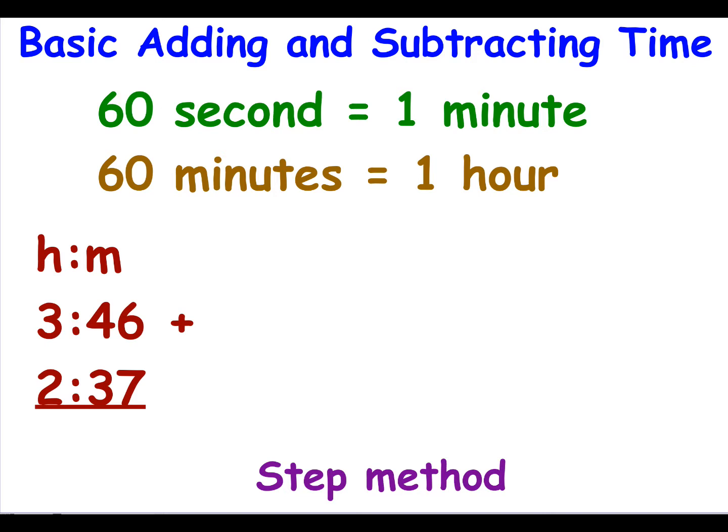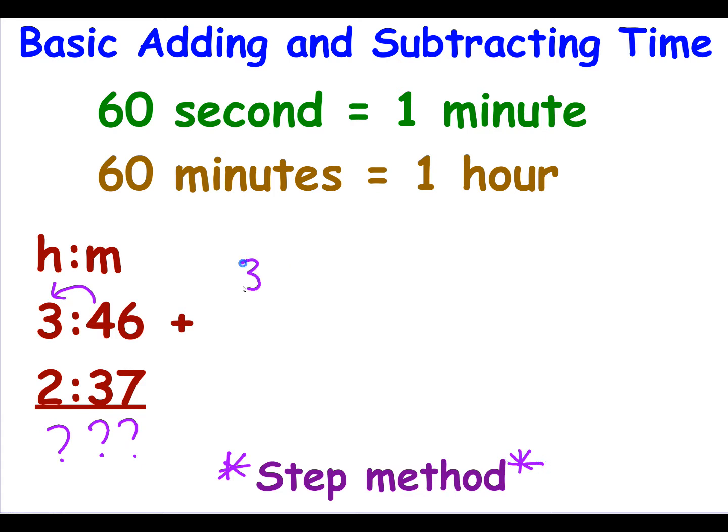Now, if you want to add or subtract two times together, in theory, you could use the column method, but it's quite complicated. Because when you borrow one from the next unit along, you're not borrowing a 10, you're borrowing a 60. So it can get quite complicated using our traditional column method. So the method we recommend for adding and subtracting time is what we call the step method.